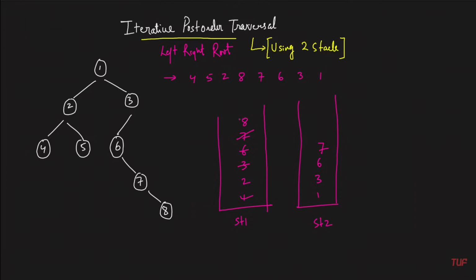In the next iteration, take this 8 and put that into your stack 2. And again, does 8 have a left? No. Does 8 have a right? No. So you'll not do anything. In the next iteration when you come back, you'll get a 2. So take this 2 and put that into your stack 2.